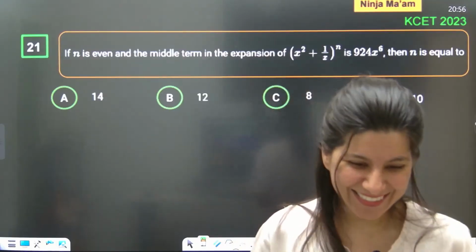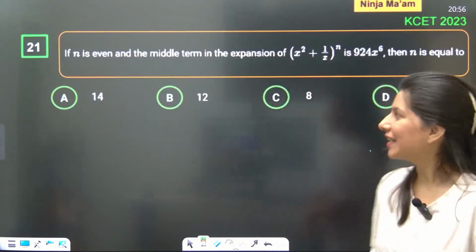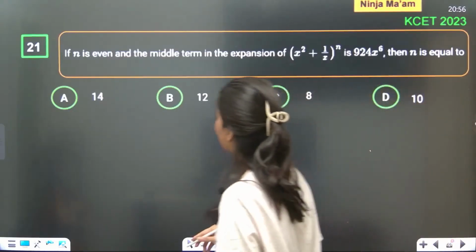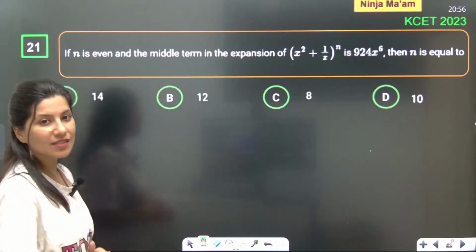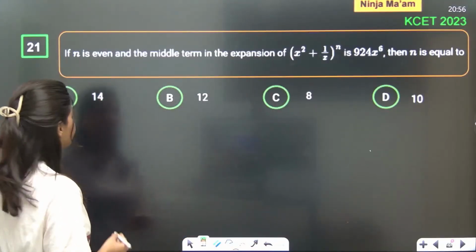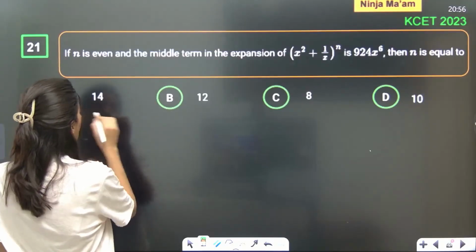All right. Next question. If n is even, then the middle term in the expansion of this. See, if n is even, how many terms are there in total?